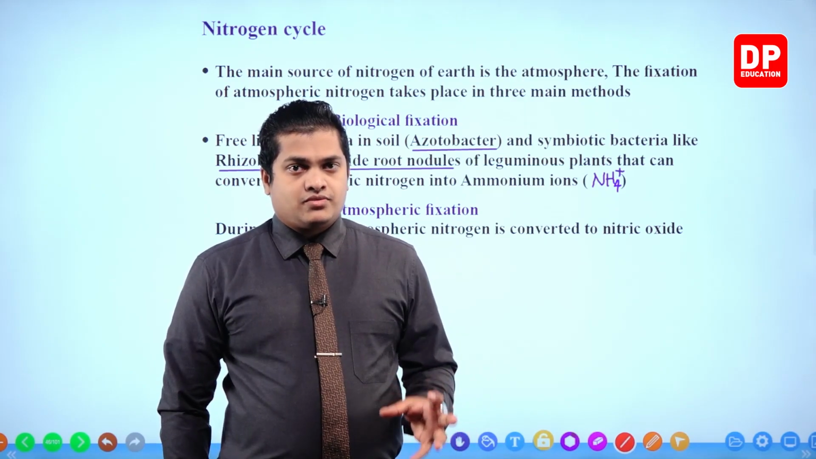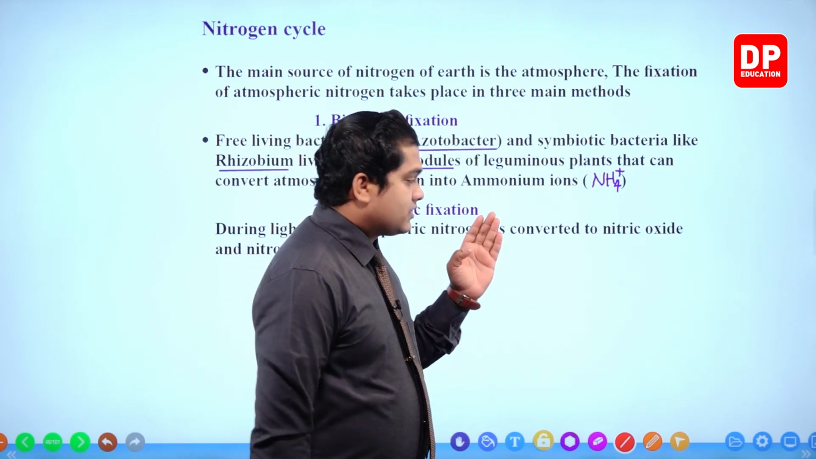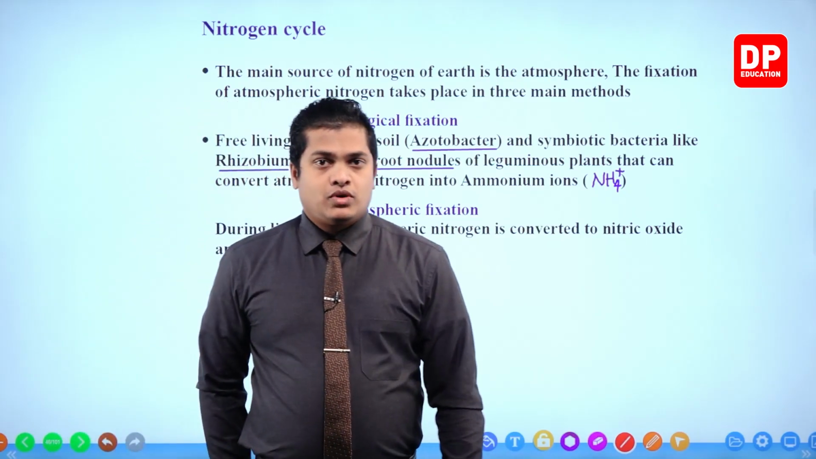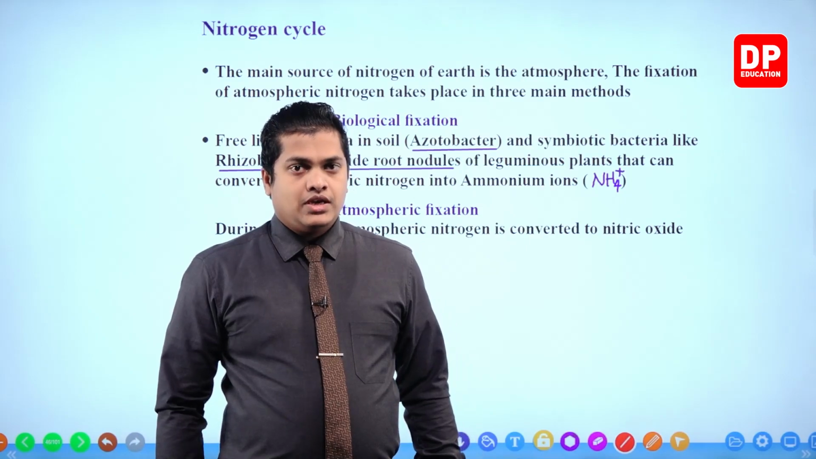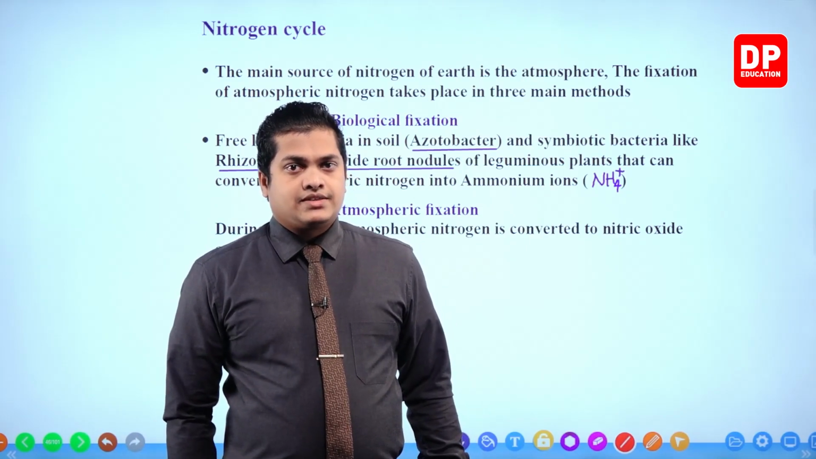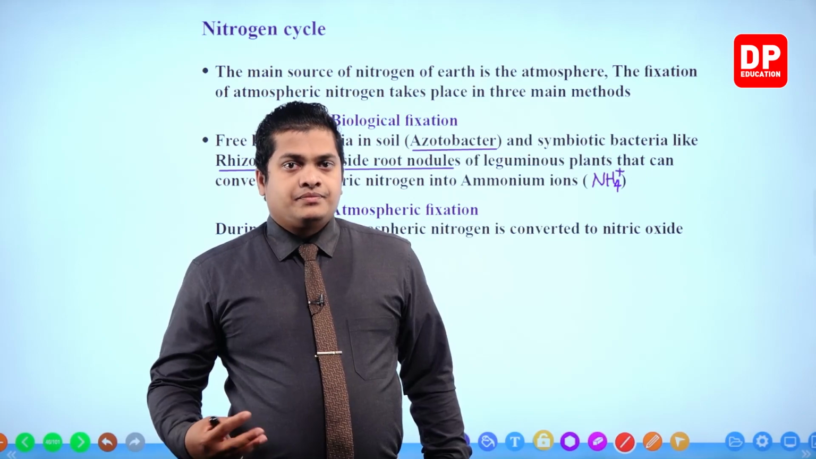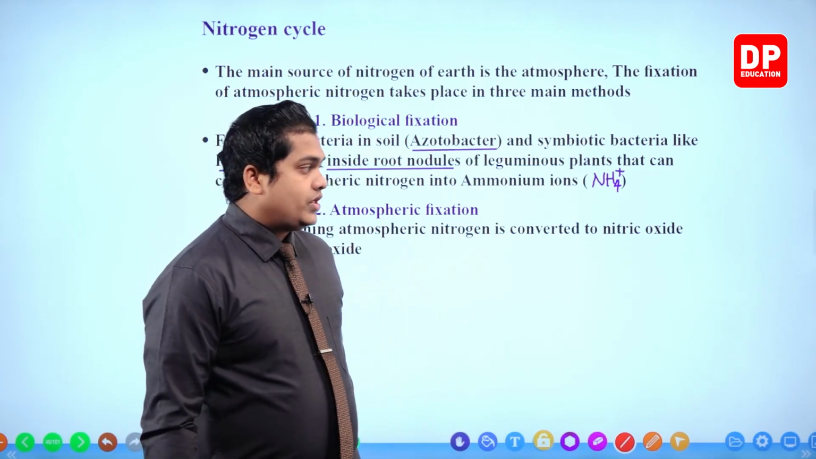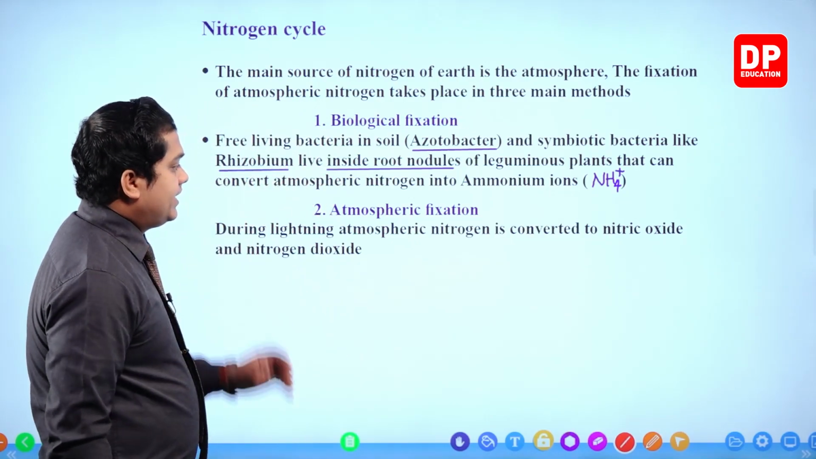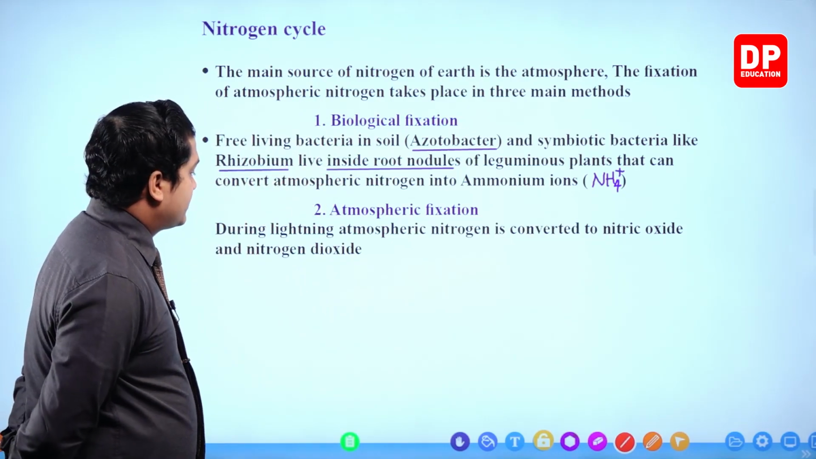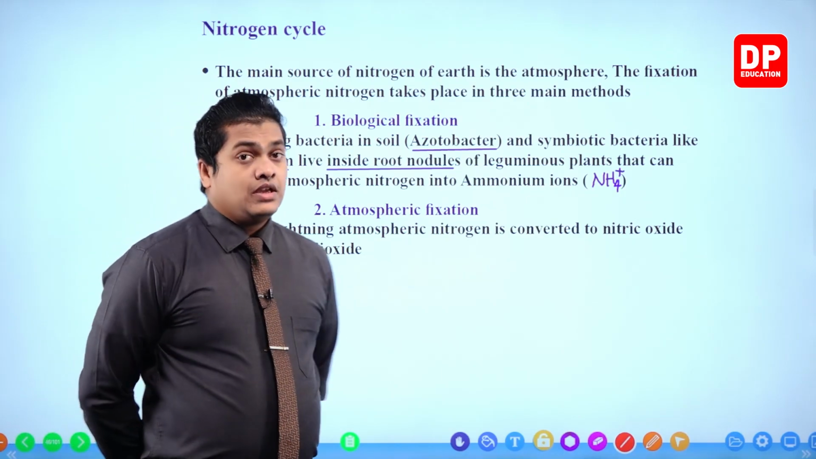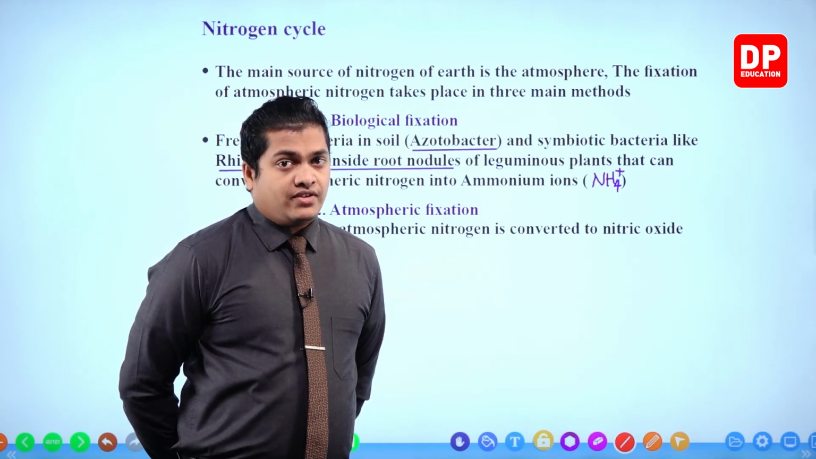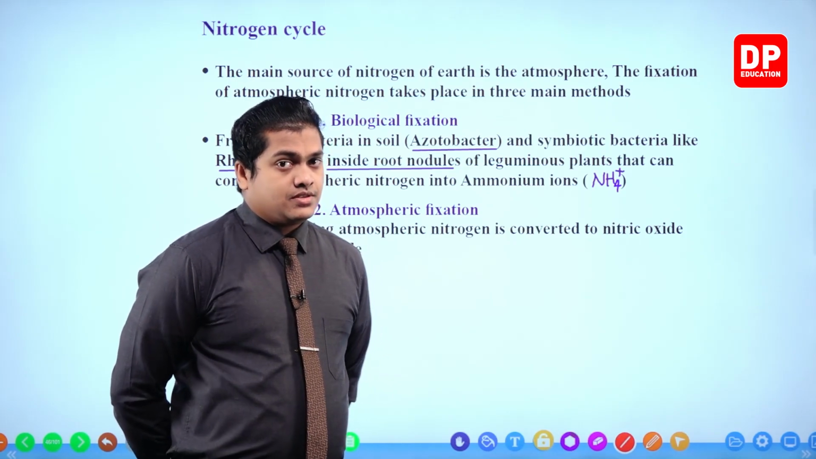Atmospheric nitrogen reacts with oxygen to create nitric oxide and nitrogen dioxide. These two are the ones which are getting created when lightning occurs within our environment. During lightning, atmospheric nitrogen is converted to nitric oxide and nitrogen dioxide with the help of energy in lightning. Here, nitrogen gas is going to react with oxygen gas to form these substances.